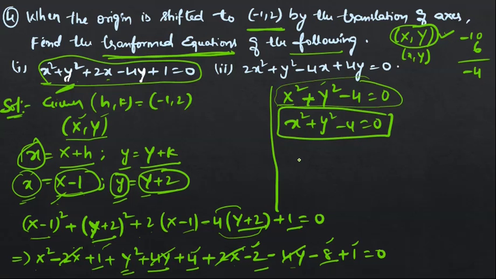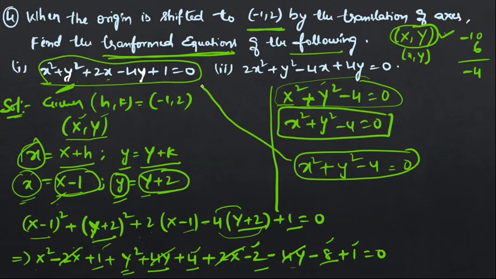So x square plus y square minus 4 is equal to 0 is the transformed equation of the given original equation, right? So similarly we'll solve this second bit in the same question.